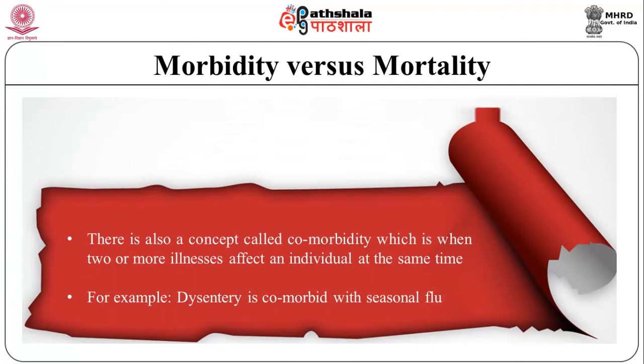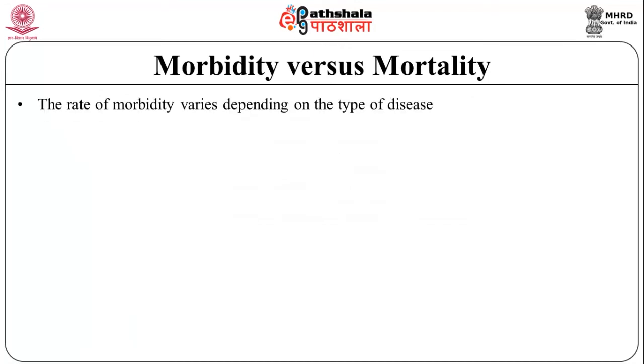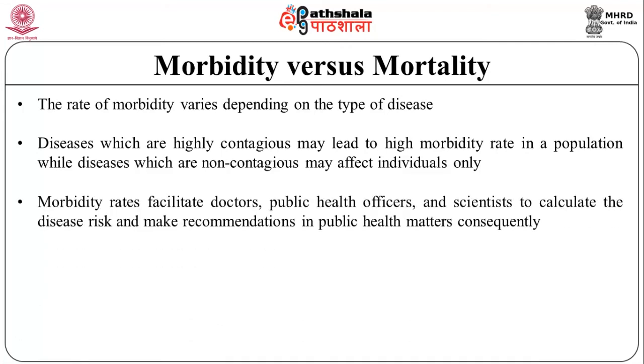There is also a concept called comorbidity, which is when two or more illnesses affect an individual at the same time. For example, dysentery is comorbid with seasonal flu. The rate of morbidity varies depending on the type of the disease. Diseases which are highly contagious may lead to high morbidity rate in a population, while diseases which are non-contagious may affect the individuals only. Morbidity rates facilitate doctors, public health officers, and scientists to calculate the disease risk and make recommendations in public health matters.